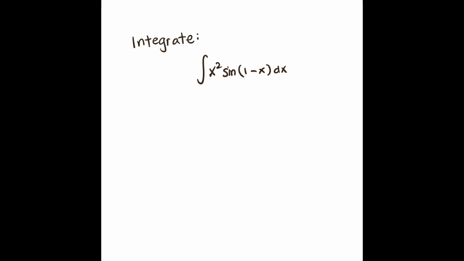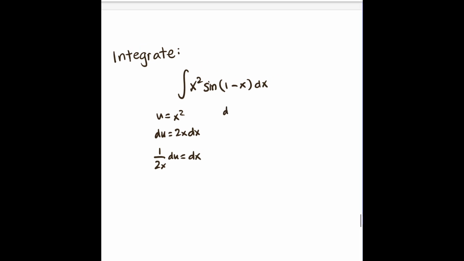Today we are going to be integrating x squared times sine of 1 minus x using integration by parts. Start by letting u equal x squared. Then du is 2x dx, so 1 divided by 2x du is equal to dx. And then we also have to know what dv is. We'll let dv equal sine of 1 minus x dx.